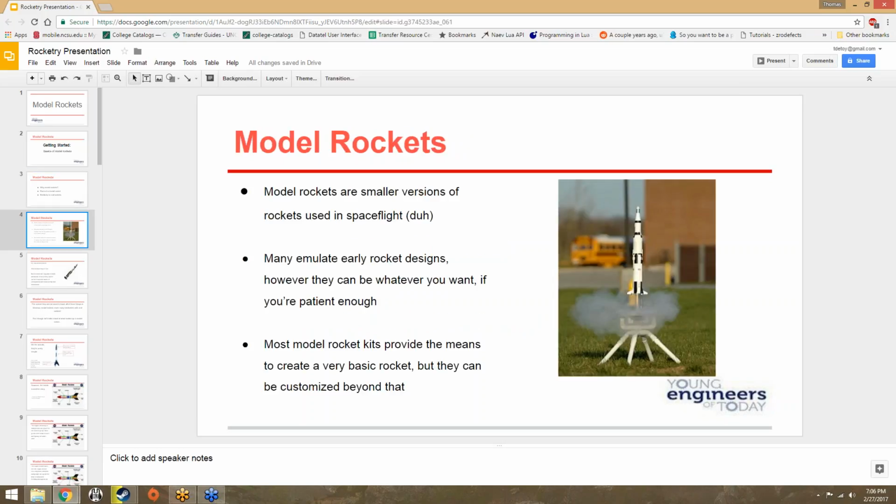So model rockets, what are they? Well, they're smaller versions of rockets used in spaceflight. Duh.